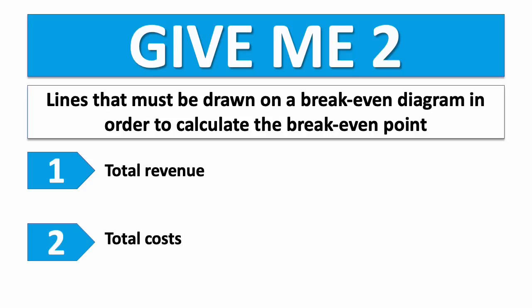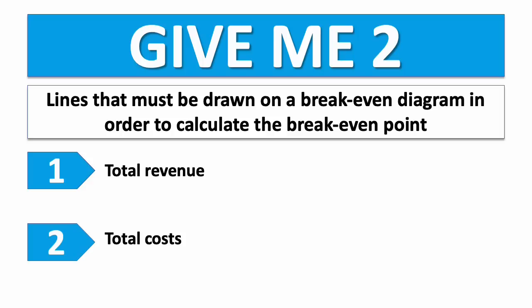So the 2 lines that must be drawn on a break-even diagram or chart or graph, they're all the same thing, in order to calculate the break-even point are total revenue and total costs. Where those 2 lines cross, that is the break-even point, and you need to then go down from that point to the x-axis or the horizontal axis, and that will tell you on the graph how many units the business needs to sell in order to break even.